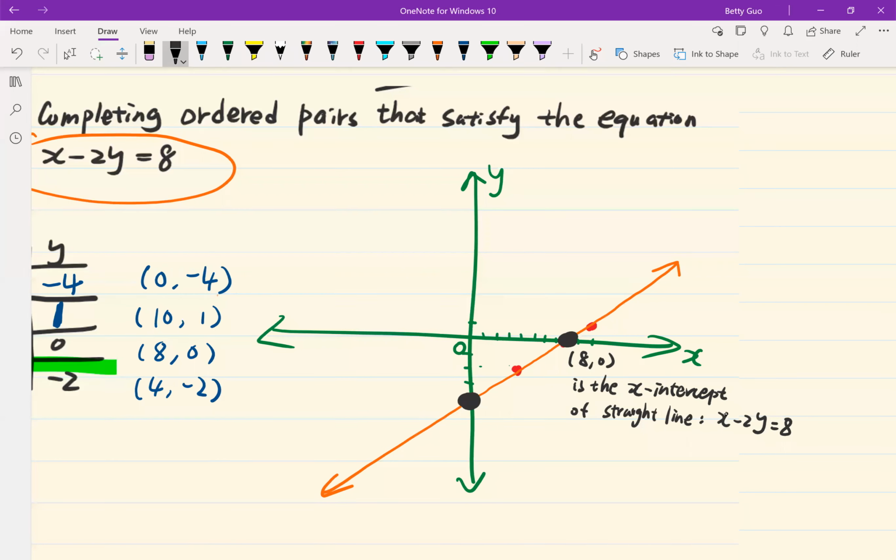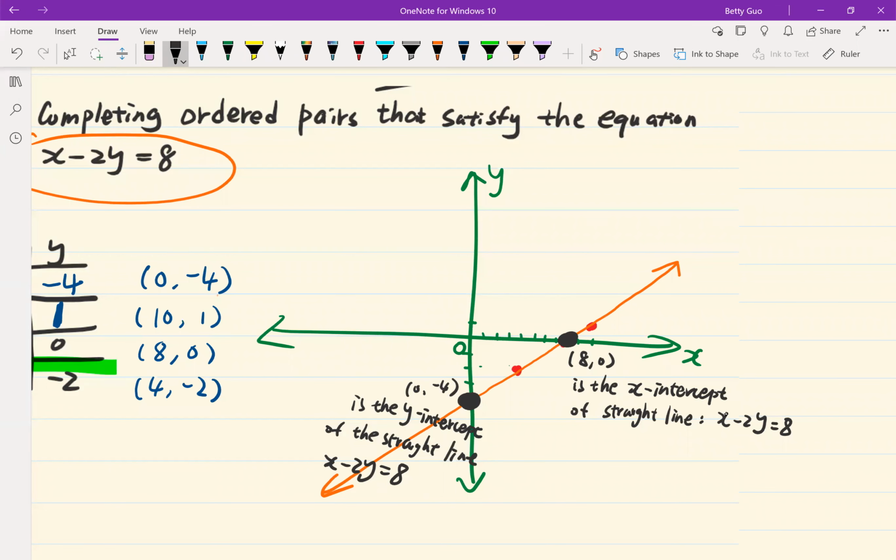Similarly, we define y-intercept as the intersection of the straight line and the y-axis. In this case, the second black point, which is 0, -4. And that is the y-intercept of the straight line. The straight line is x minus 2y equals 8, right? Yeah, y-intercept is the point where the straight line cross y-axis.